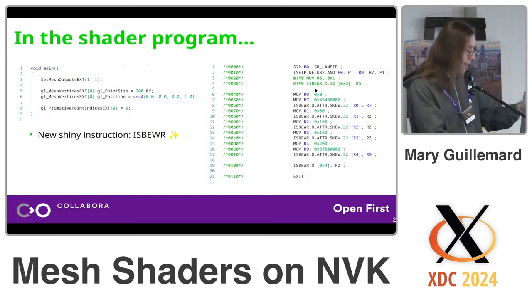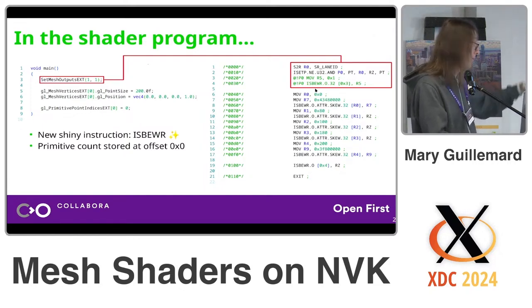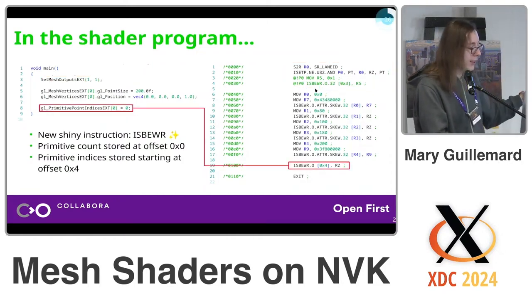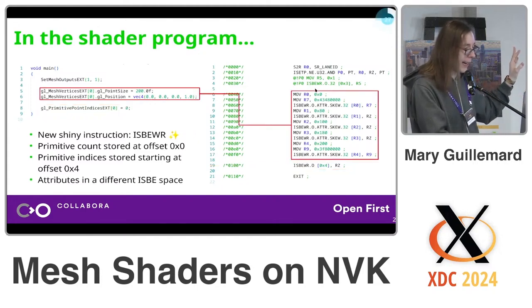So the first thing that you can actually guess is that the primitive count is stored at offset 0. Yes, offset 0. It's actually written 3, but it's actually storing from 3 to 1, 0 from that space specifically for some reason. Then you can also see that the primitive indices will be after that with that store. And then we have the attributes that are here.